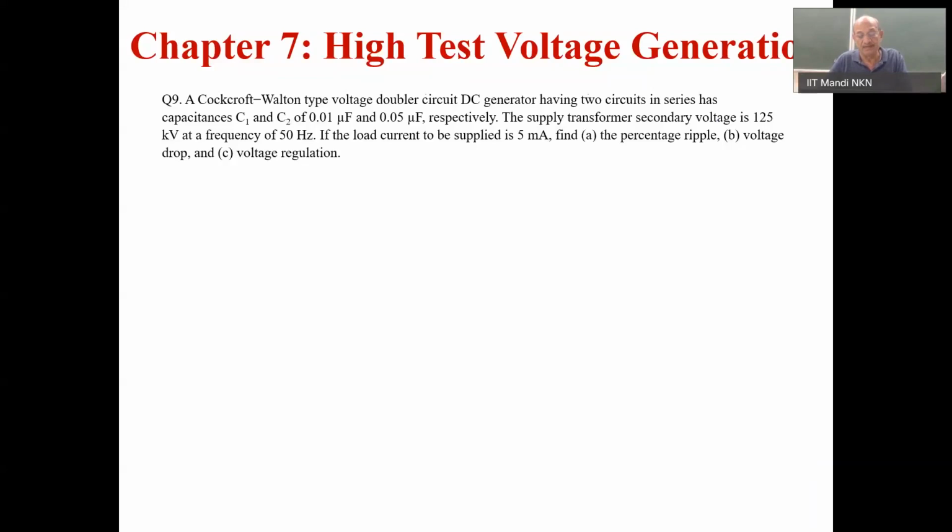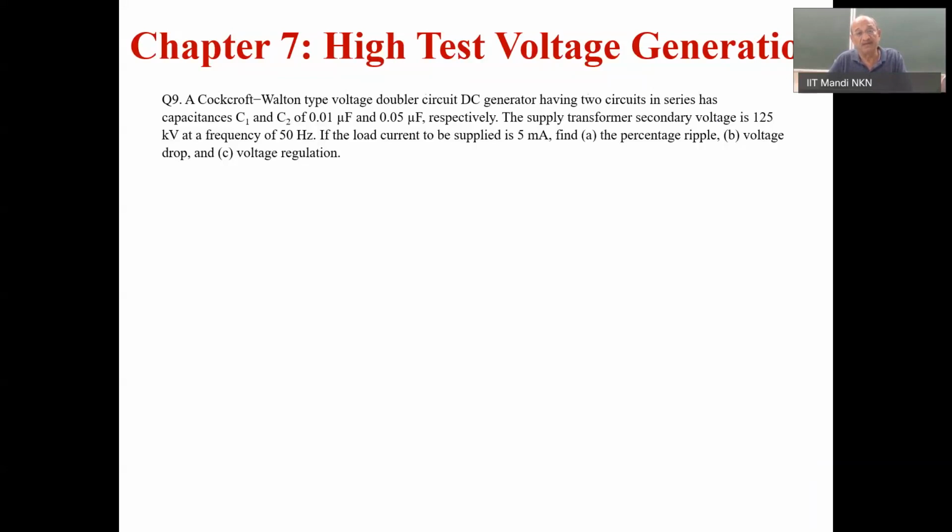I mean, the load current when you test a capacitor, you always test a capacitor with high voltage. So the load current for a capacitor on applying DC high voltage is very, very small, and it is being given here as 5 milliamperes of current. And find the percentage ripple.